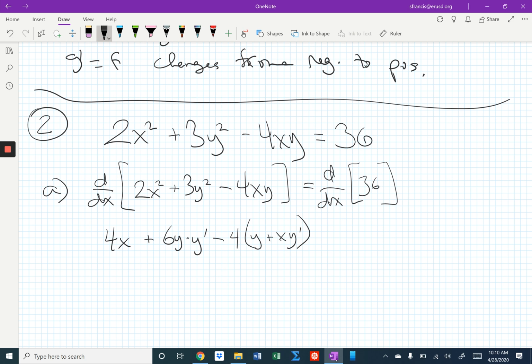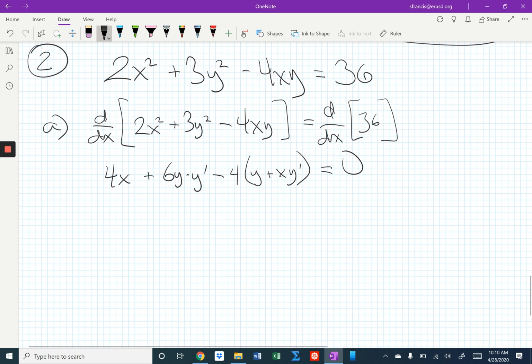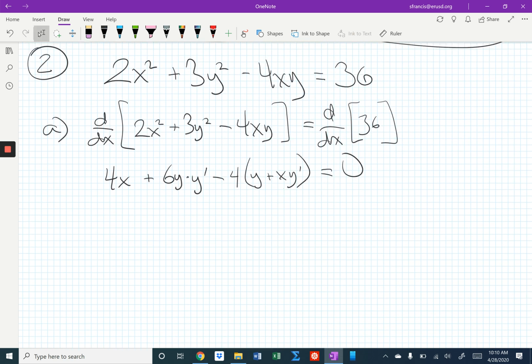Derivative of x with respect to x is 1 times the second factor y, plus the first factor times the derivative of the second factor. Of course, that's got to equal 0 because that's the derivative of a constant. Now, I didn't write dy over dx in here, but if you write y primes, that's fine. You just got to solve for y prime now, which is your dy over dx.